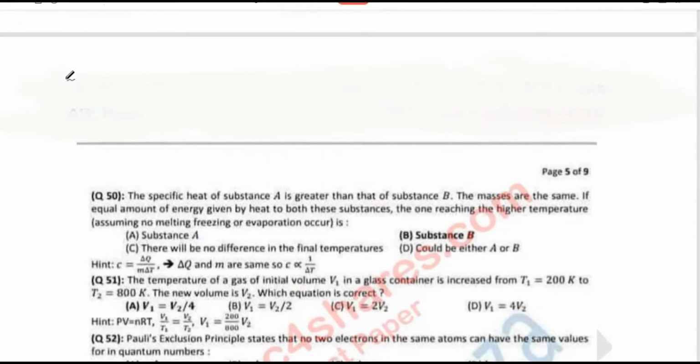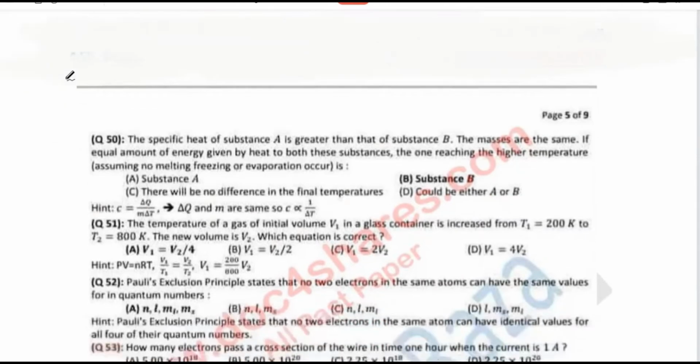51. The temperature of a gas of initial volume Vi in a glass container is increased from T1 = 200 Kelvin to T2 = 800 Kelvin. The new volume is V2. Which equation is correct? So the answer is A, V1 = V2 divided by 4.